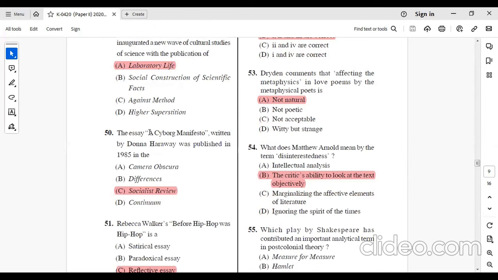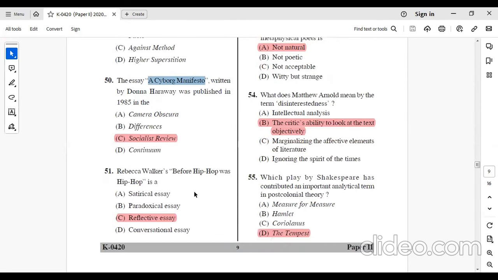The essay Cyborg Manifesto, written by Donna Haraway, was published in 1985 in the Socialist Review. 51. Rebecca Walker's Before Hip Hop Was Hip Hop is a reflective essay. So who has written it? It's written by Rebecca Walker. It's a reflective essay. Very interesting title.